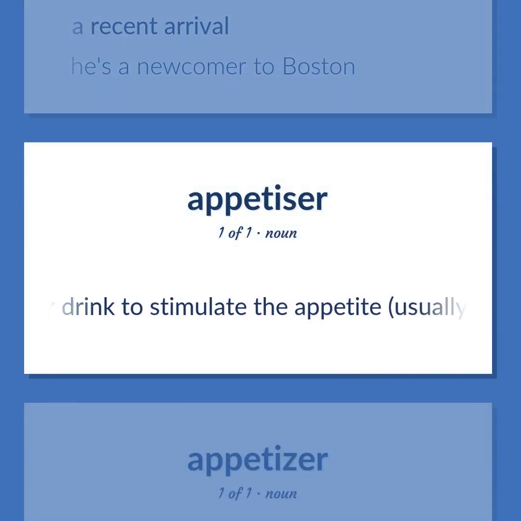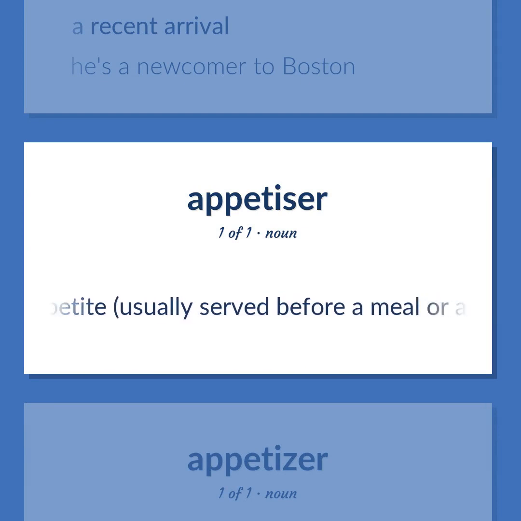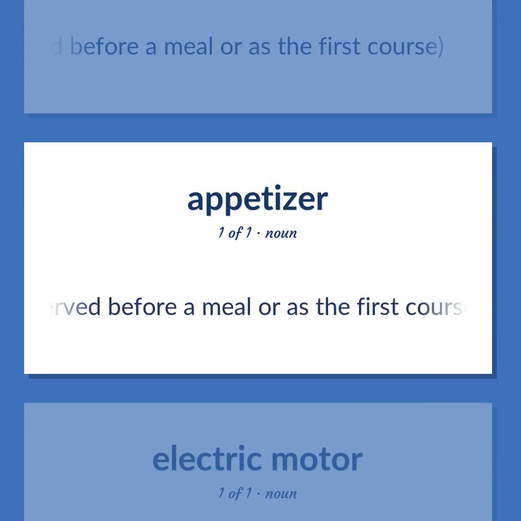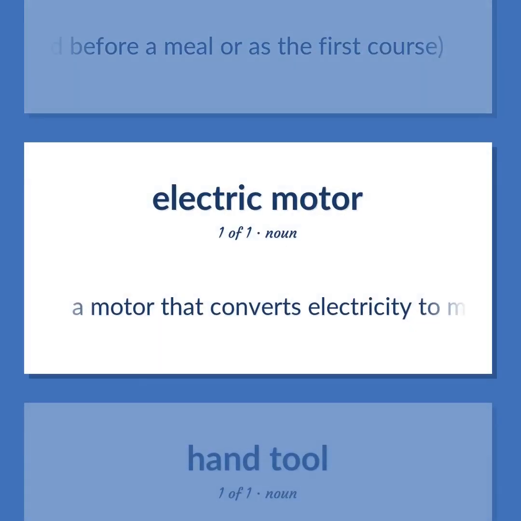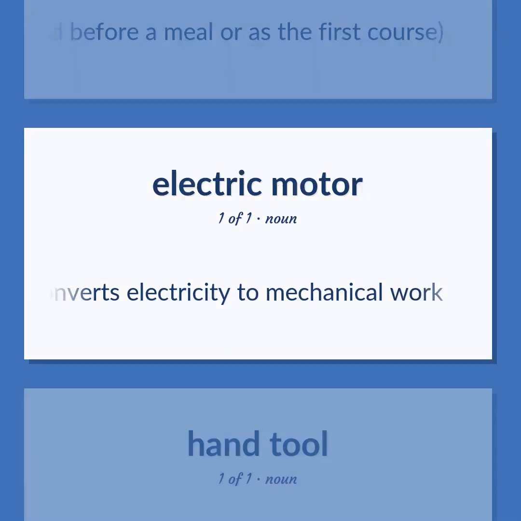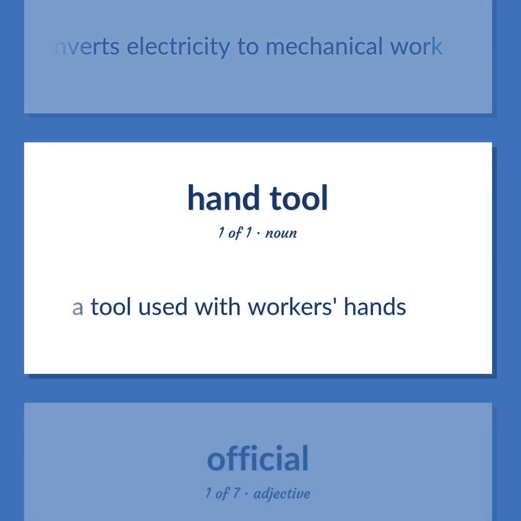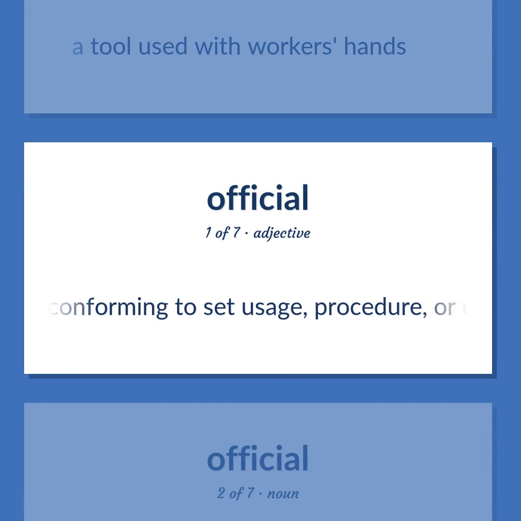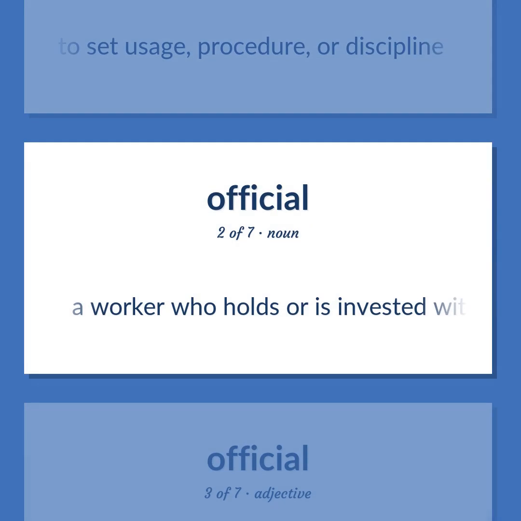Food or drink to stimulate the appetite, usually served before a meal or as the first course. A motor that converts electricity to mechanical work. A tool used with workers' hands. Conforming to set usage, procedure, or discipline. A worker who holds or is invested with an office.